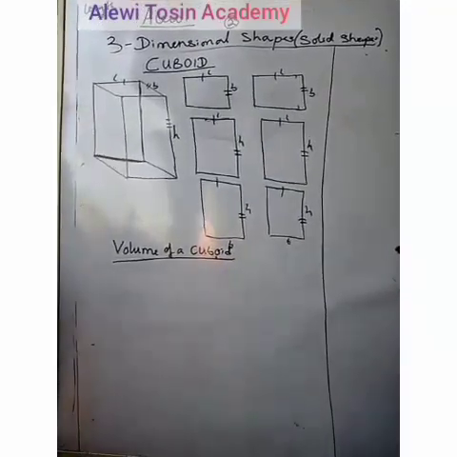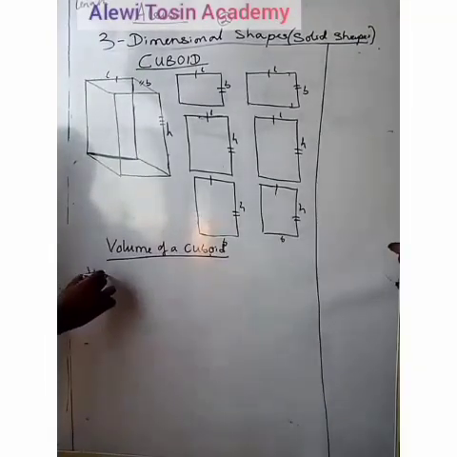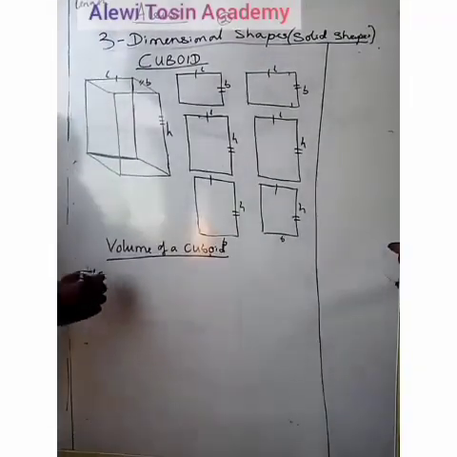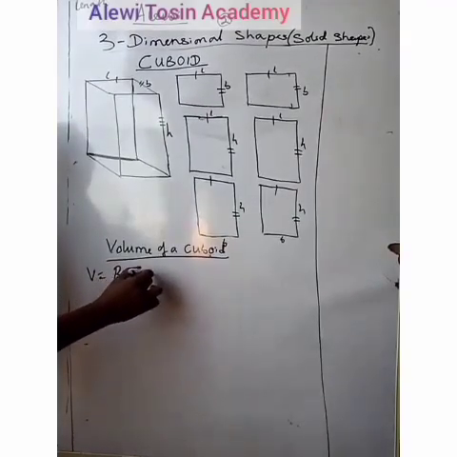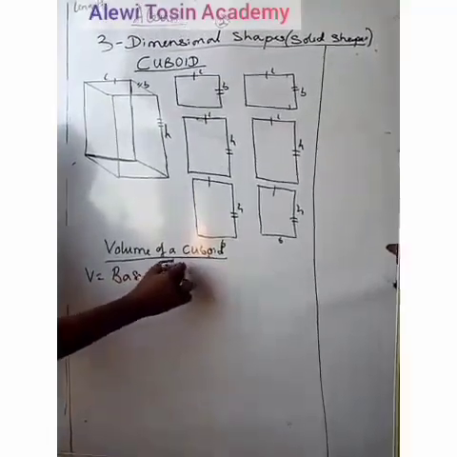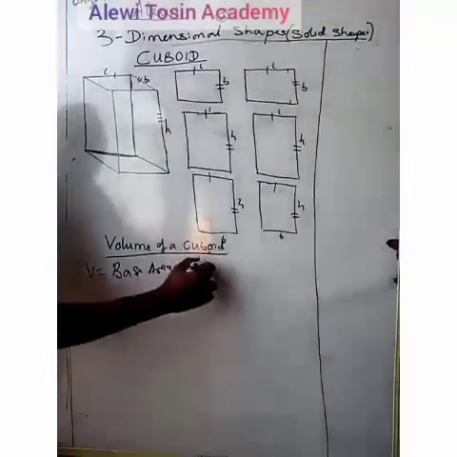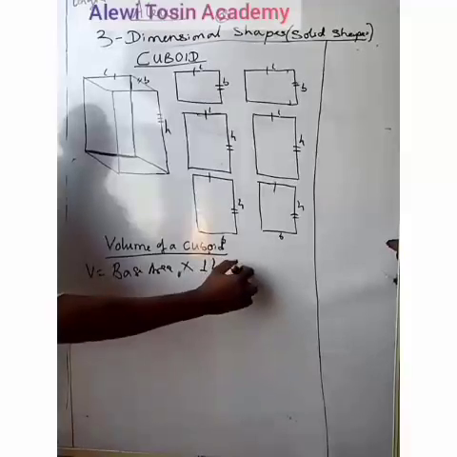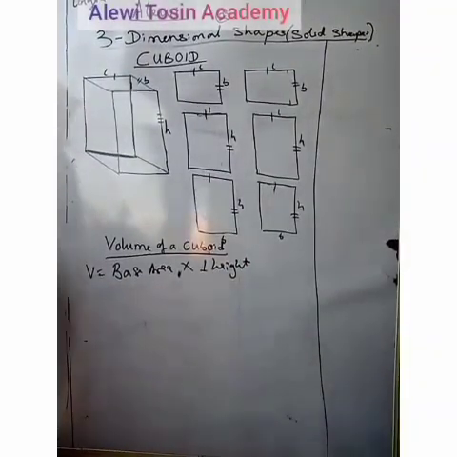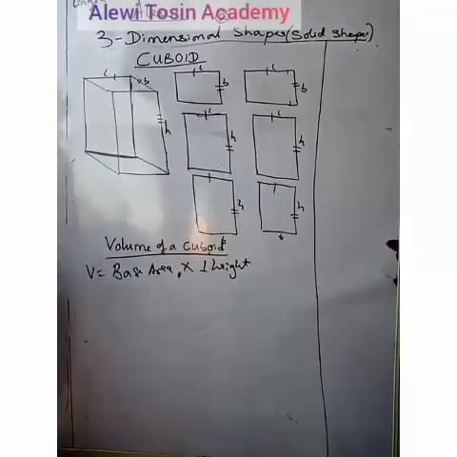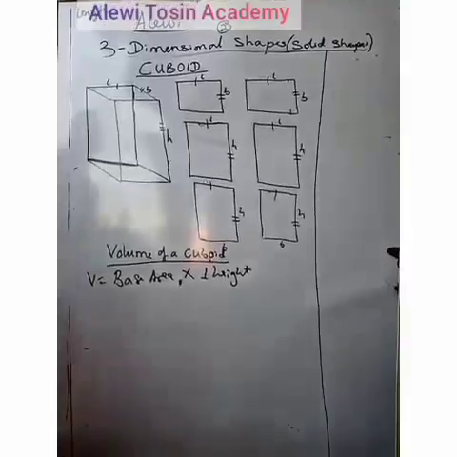Now, the volume of a cuboid, as I said in the last class, the volume of a solid shape is generally given as the base area of the solid shape times the perpendicular height of the shape. I always want us to know the proofs behind each formula, so that we as students can understand the formula rather than just cramming it.